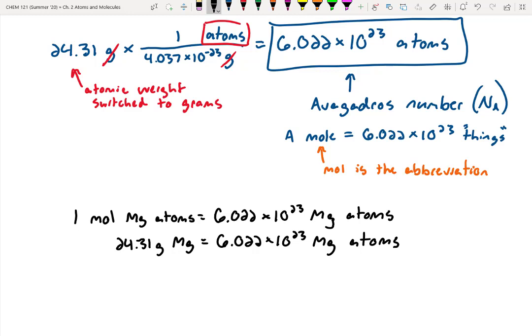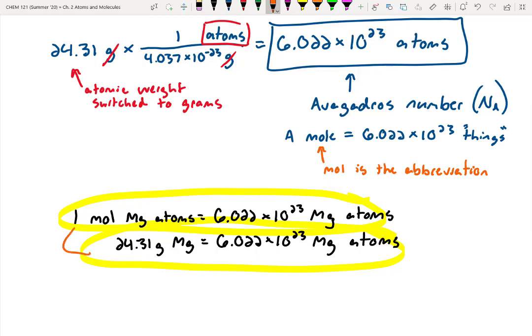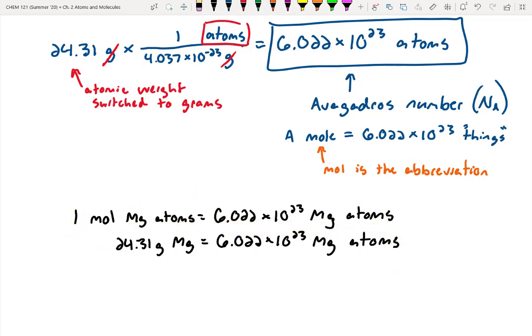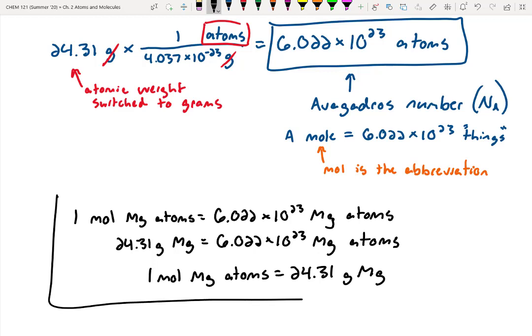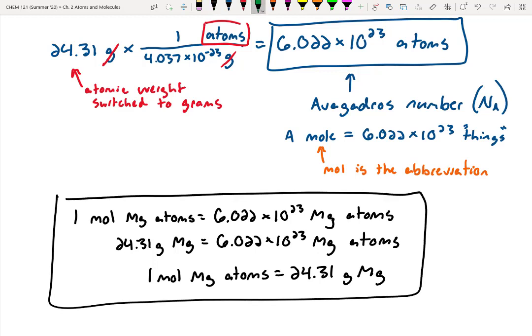And then last but not least, we kind of have set ourselves up for a new conversion. If this top part is equal to a mole and this bottom part is equal to a mole, then that means that these two things must be equal, right? So let's go ahead and write this out as our third conversion. So we can say 1 mole of magnesium atoms is equal to 24.31 grams of magnesium. So we can use all of these for conversions. The one you select really depends on what units you're trying to cancel out.